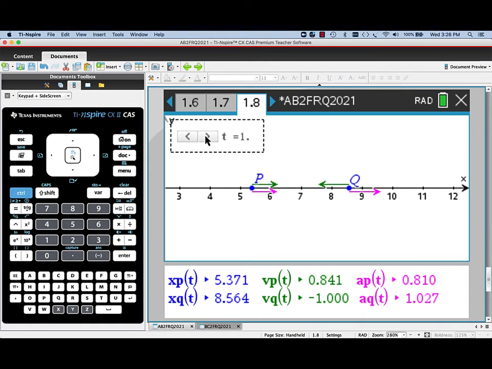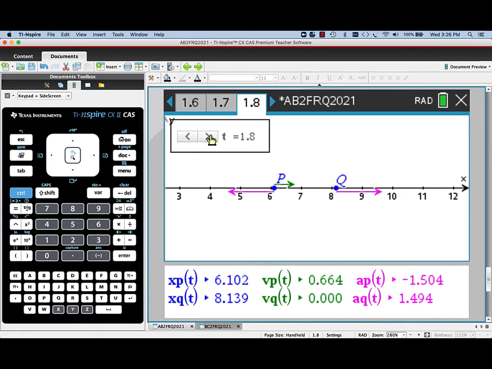Let's go ahead and increment time values further. We can see that points P and Q continue to move toward each other. But I can see here sometime between 1.3 and 1.4 for time, we've got a change in the sign of the acceleration vector for particle P. And it's now pointing in the opposite direction, which means particle P will be slowing down. It's still moving to the right. You can see that that acceleration vector is getting larger and larger in the negative direction.